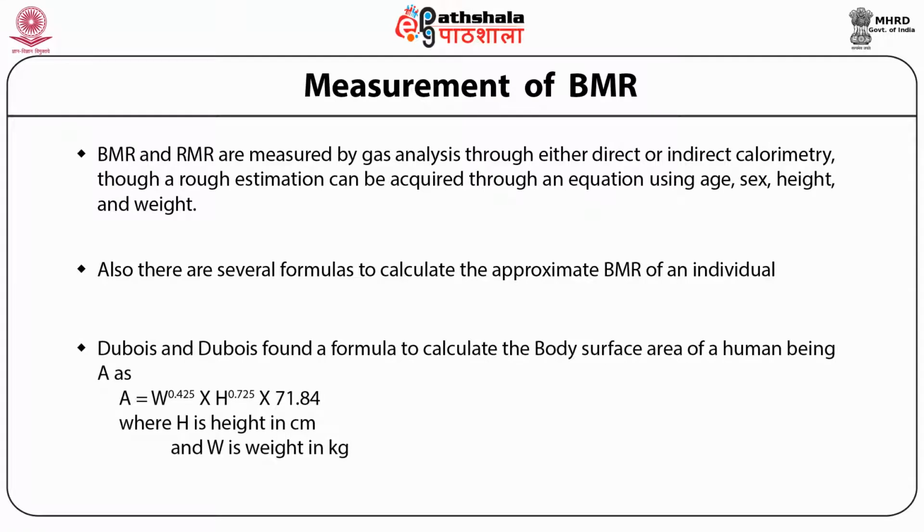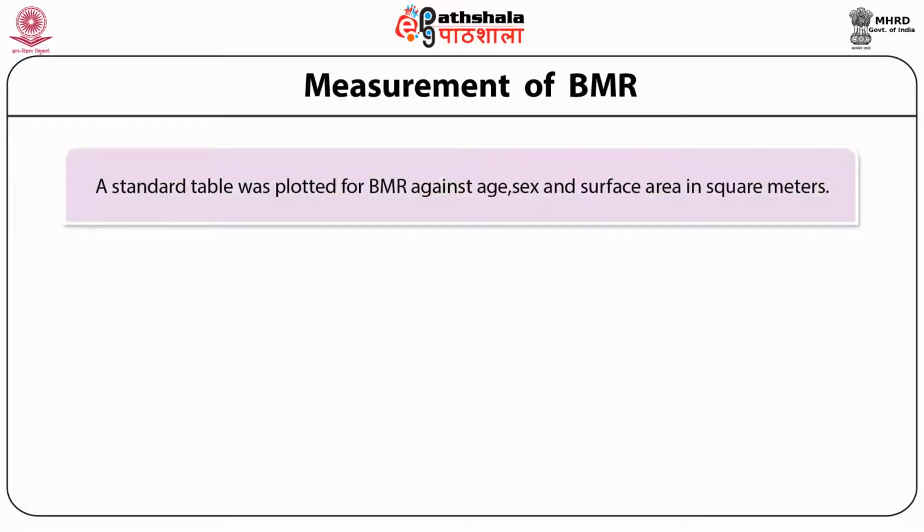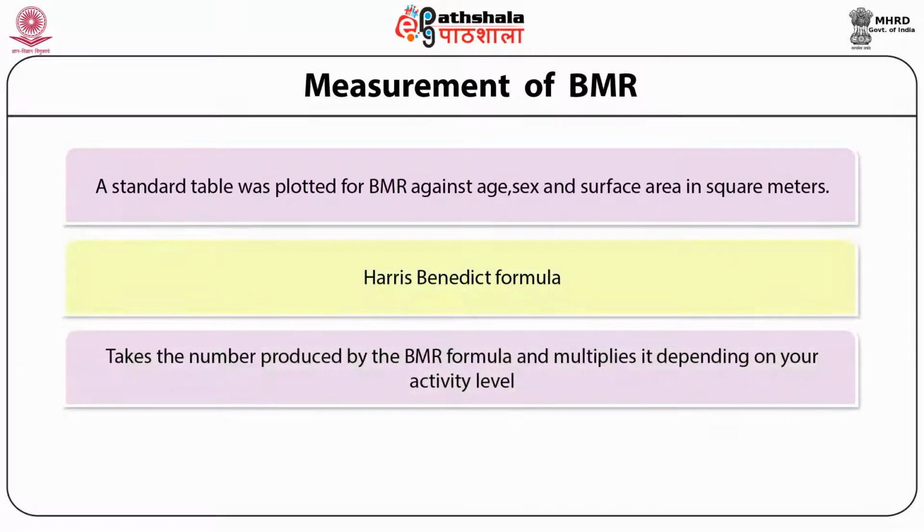Dubois and Dubois found a formula to calculate the body surface area A of a human being, as shown, where h is the height in centimeters and W is the weight in kilograms. A standard table was plotted for BMR against age, sex, and surface area in square meters.